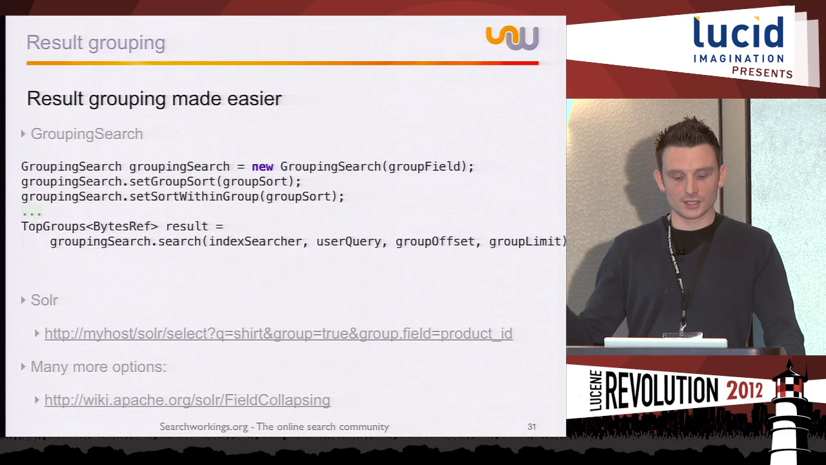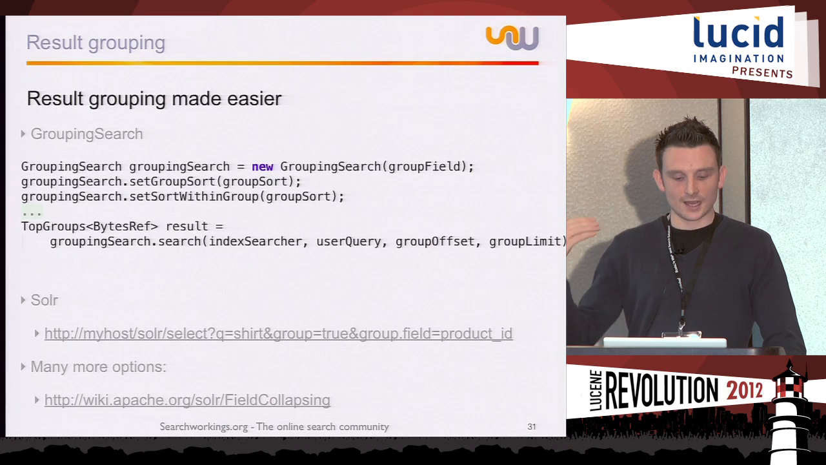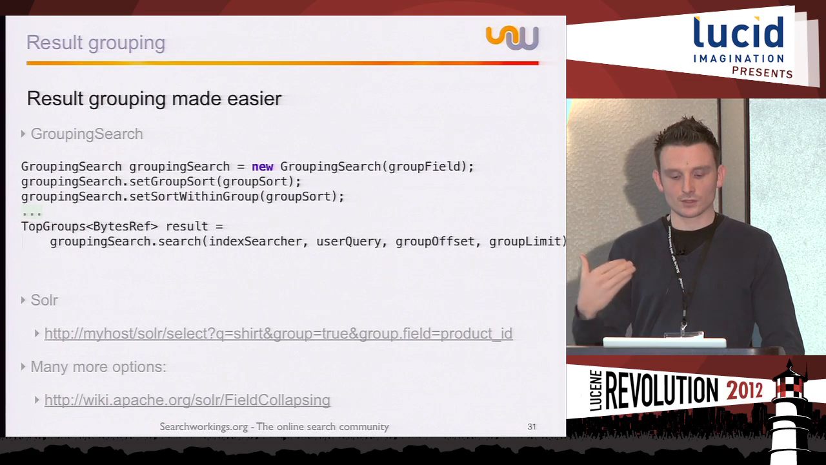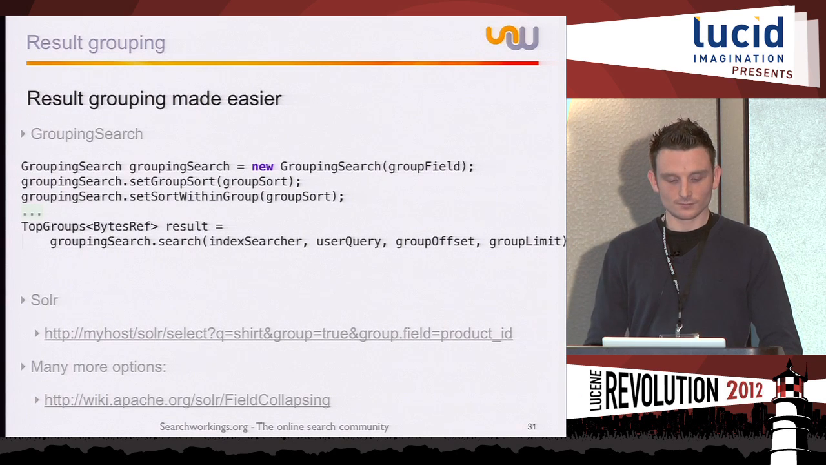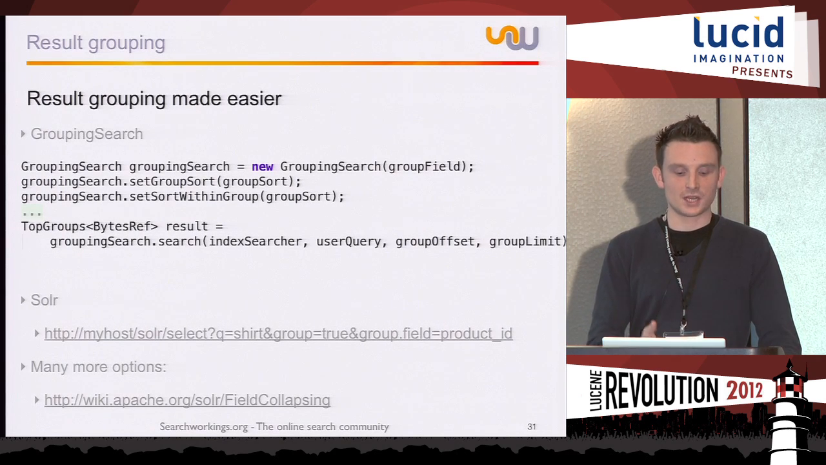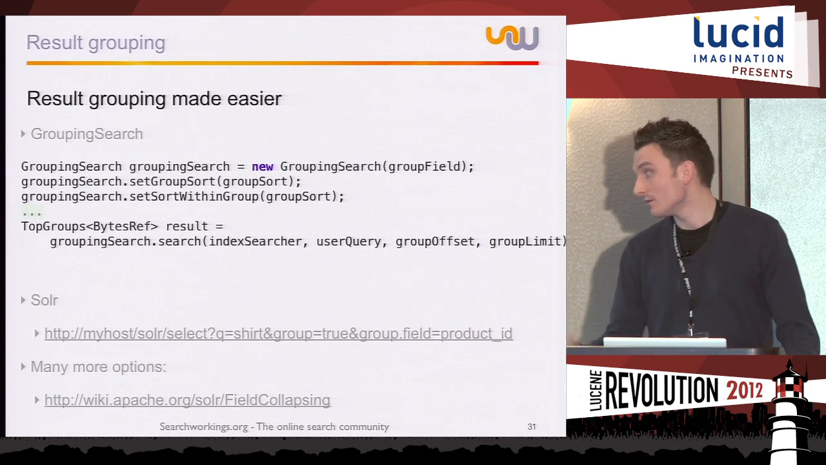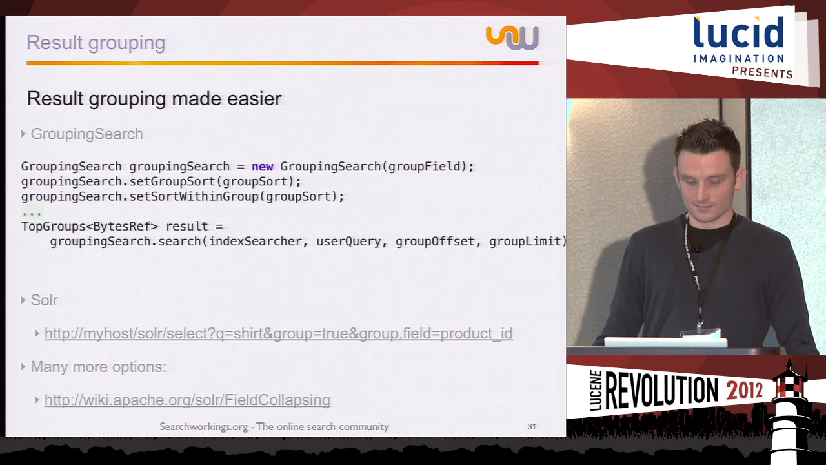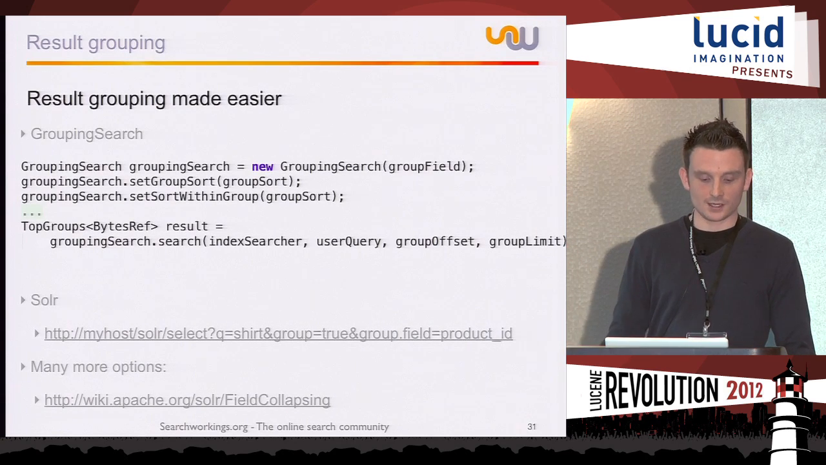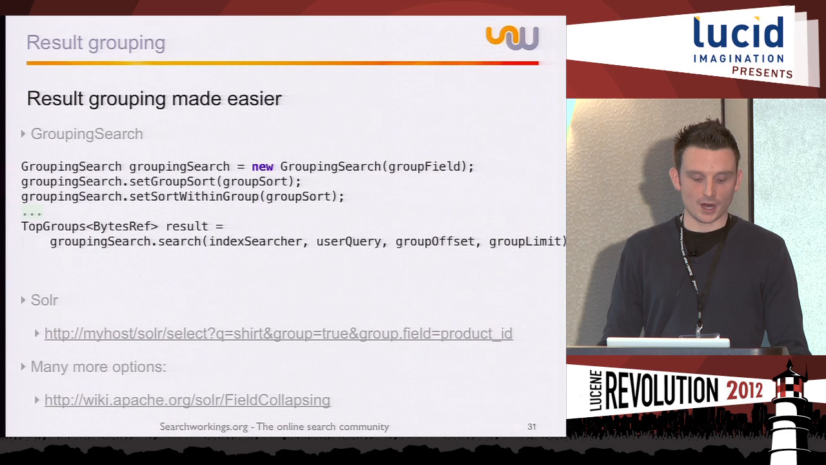On the Lucene level, you have a convenience utility called grouping search, where you basically have setters to set all the properties and one search method that under the hood executes two searches. And you get back the top groups as a result. And of course, if you're using Solr, you group by a field, you have a query, enable grouping, and you get back a grouped result into your client, or if you're using the browser, in the browser.